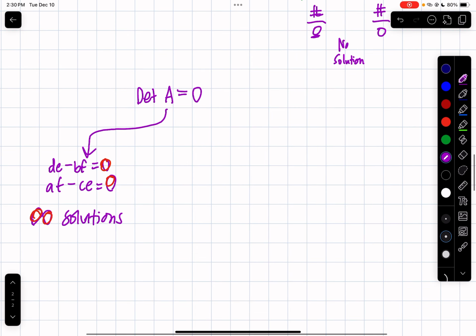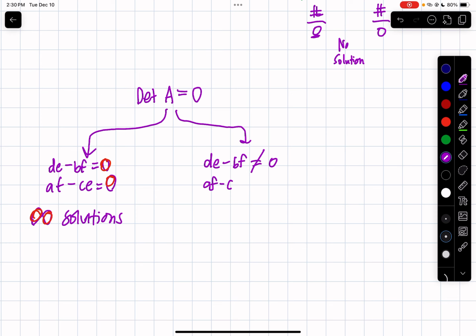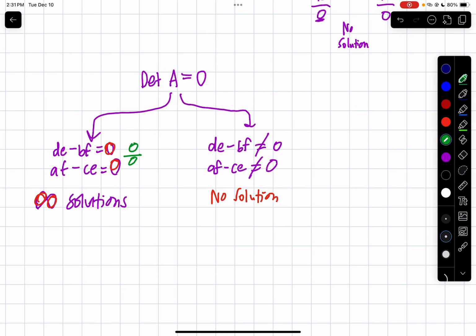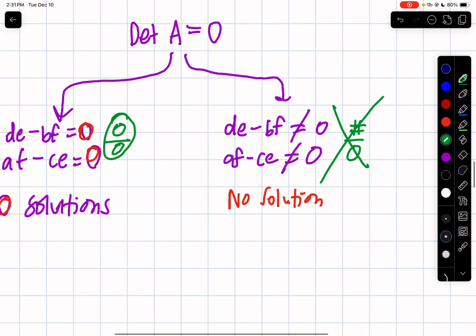The other alternative is that DE minus BF does not equal 0 and AF minus CE does not equal 0. In this case, you will have no solutions. Because this one over here will imply 0 over 0, which has infinitely many numbers that make that true. But over on this side, you'll have a number divided by 0, which cannot happen. You cannot divide a number by 0. So this is your little flow chart.